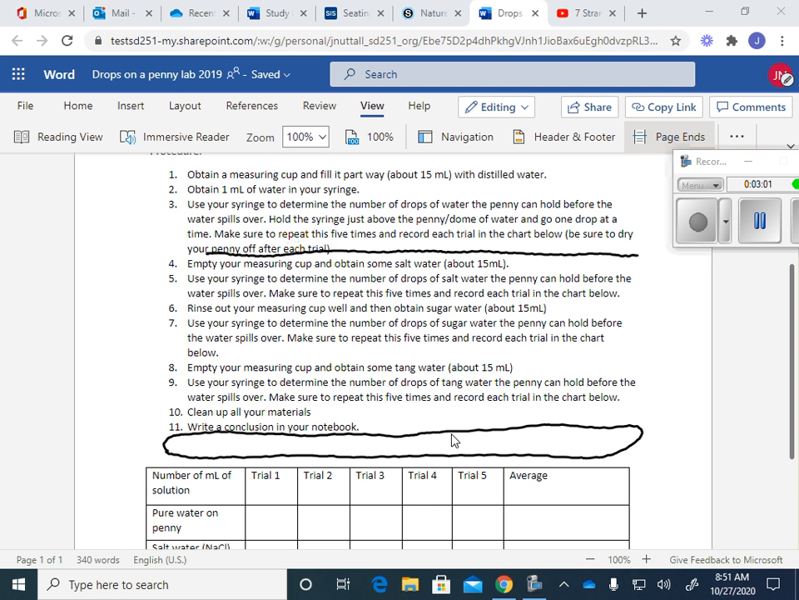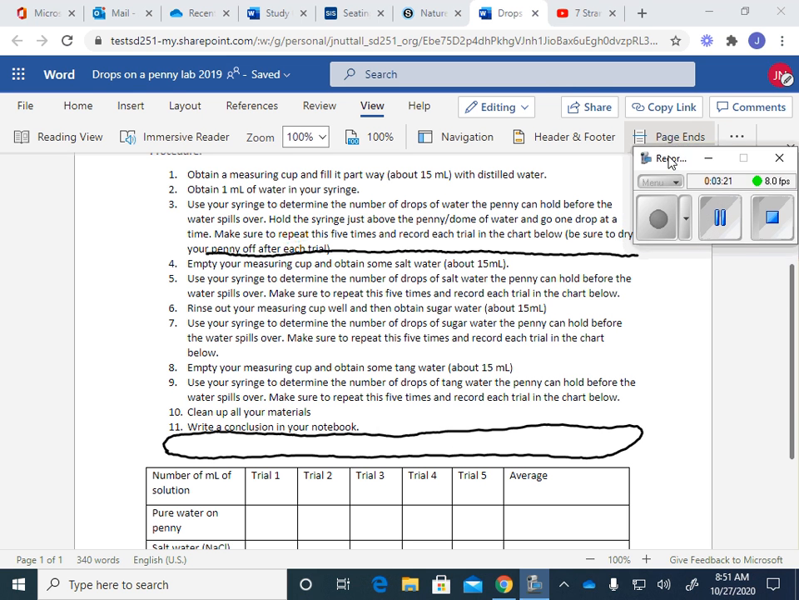Then once we have the hypothesis, we're going to just kind of jump into our lab and get the results. And at the end, we'll write a conclusion saying whether or not our hypothesis was correct. And if so, how was it correct? If not, how was it not correct? And so that's what we're going to work on today.